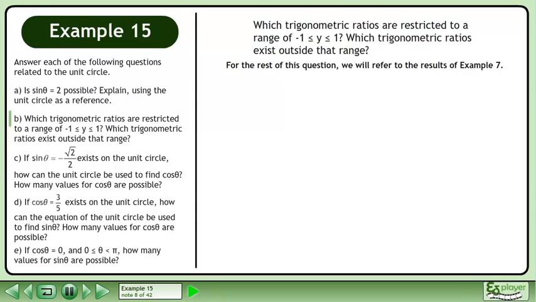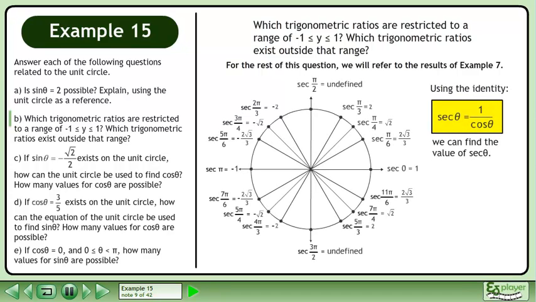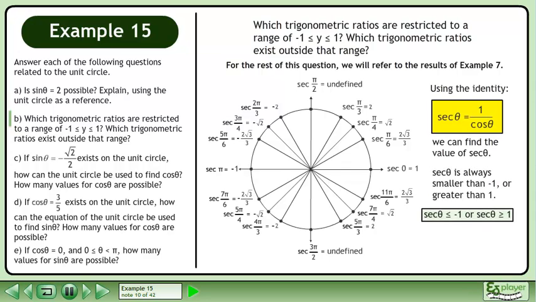For the rest of this question, we will refer to the results of example 7. Bring up the result from example 7a. Using the identity secant theta equals 1 over cos theta, we can find the value of secant theta. Secant theta is always smaller than -1 or greater than 1.